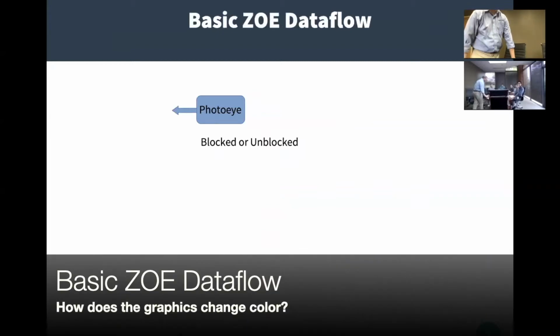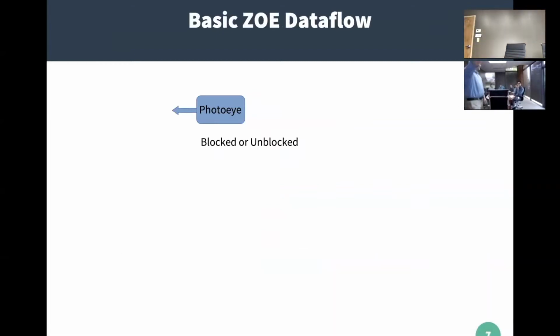Okay, so imagine a photo eye here. So yeah, we're gonna start out basic. There's a photo eye, and you're gonna imagine a photo eye. So that's blocked by that picture, right? Yeah, it's blocked.